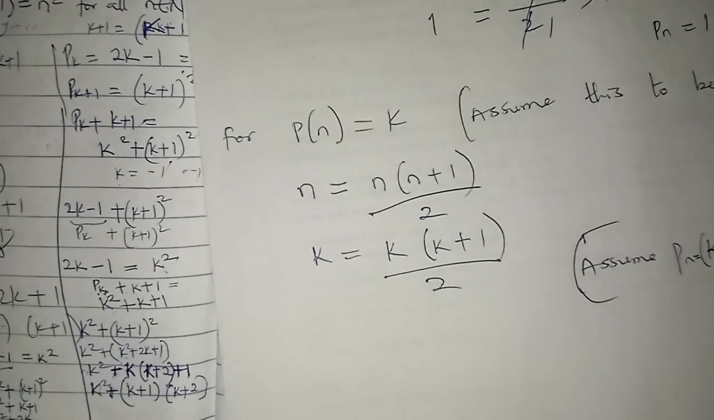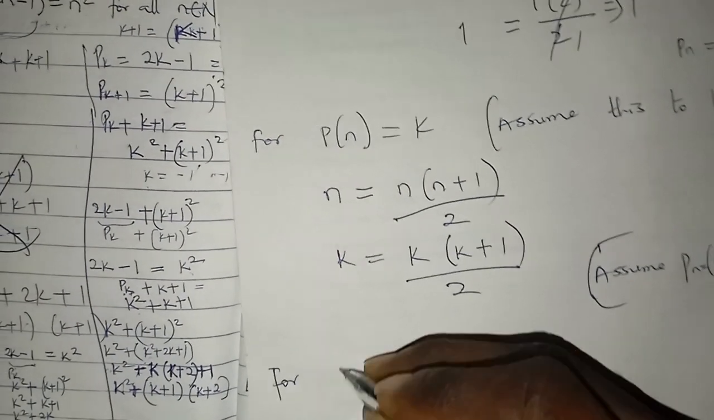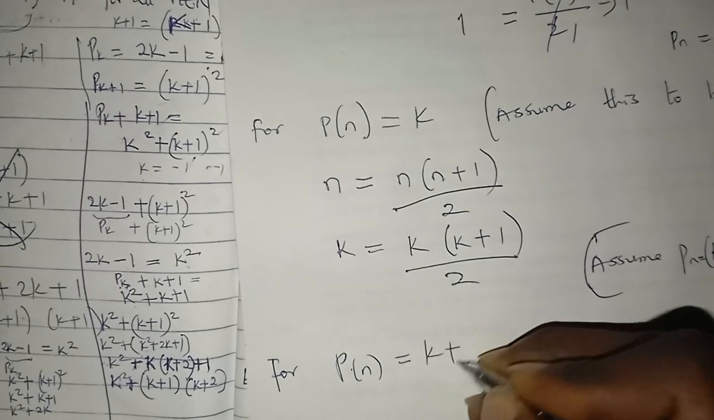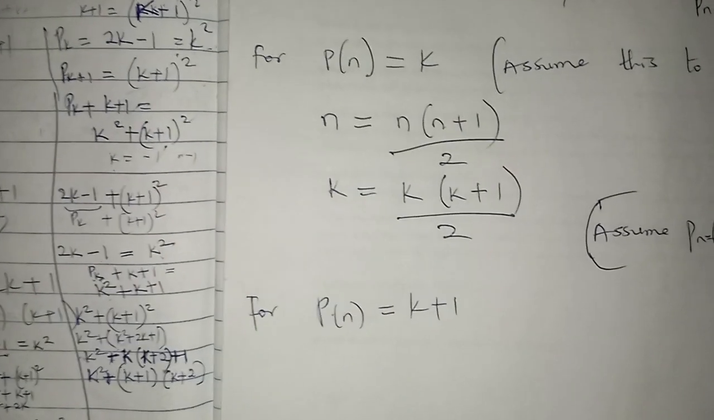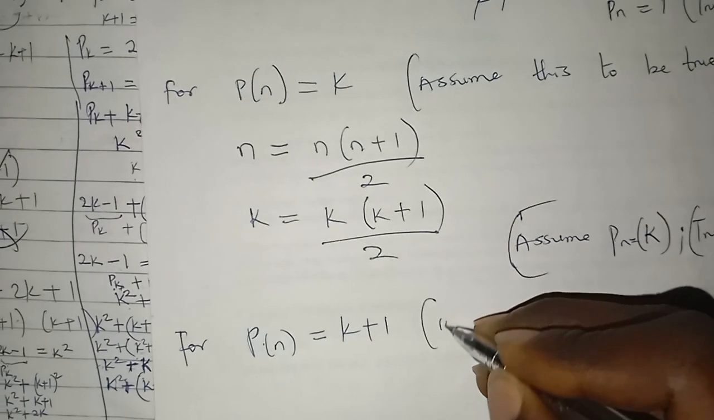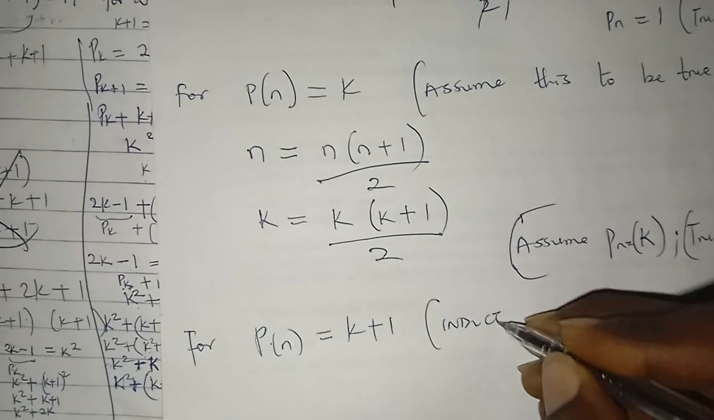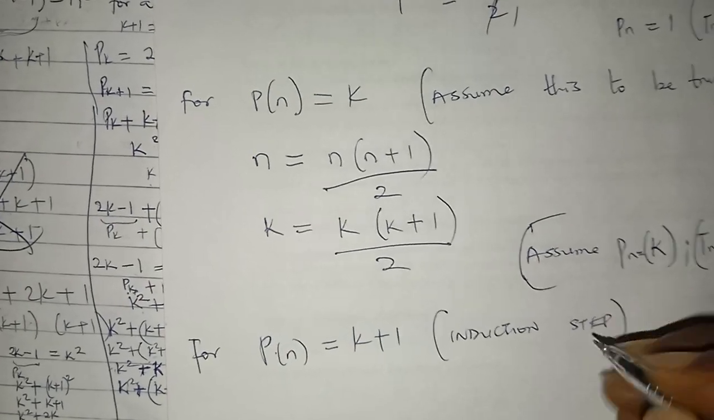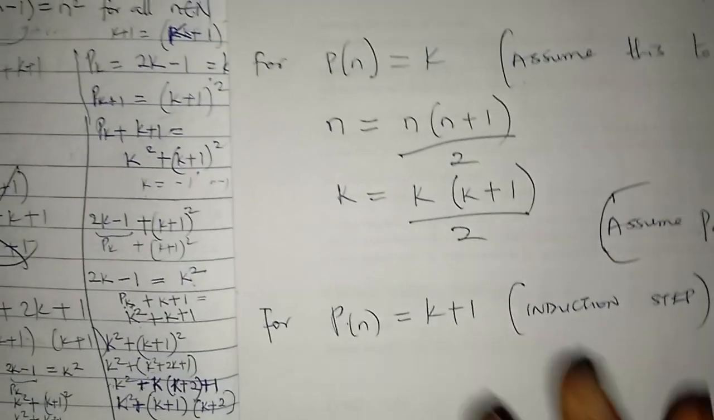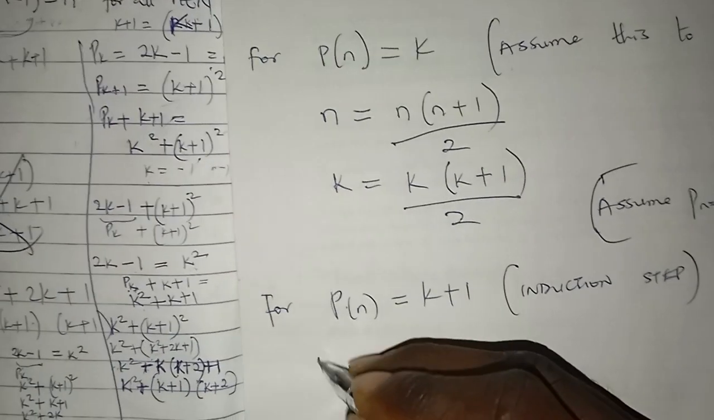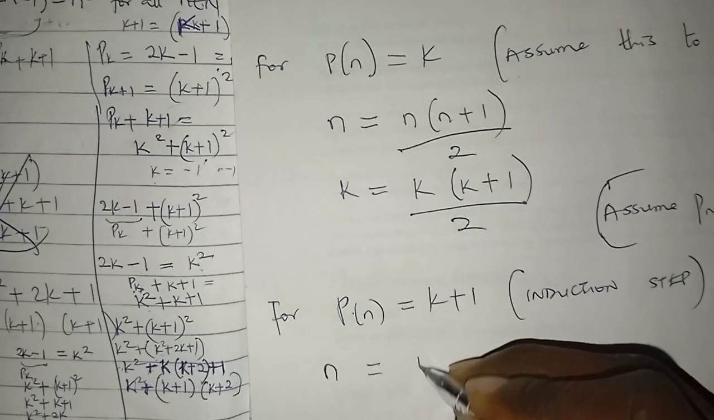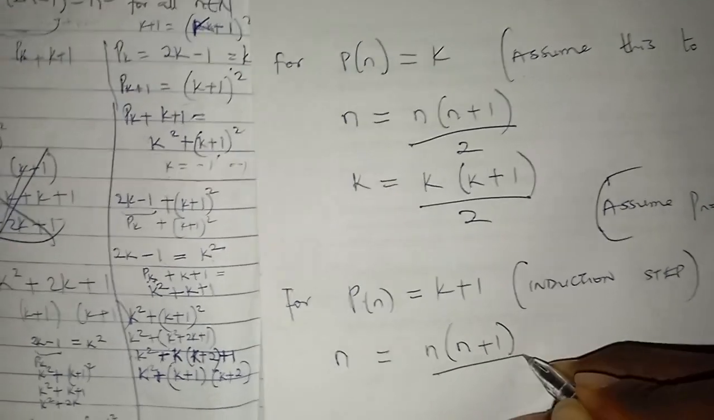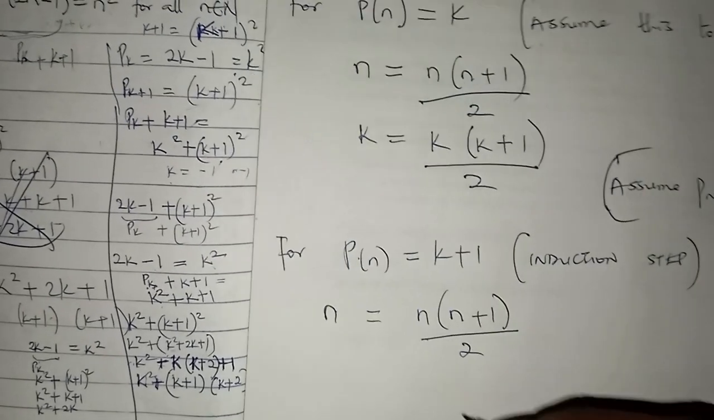So for the next step, which is for P of n equals k plus 1, it has 3 basic steps. And this is what we call the induction step, where you prove. And what are you proving? What you are proving is simply to write that thing that you are given. N is equal to n into n plus 1. Notice my voice changed because this is where everything is most important.